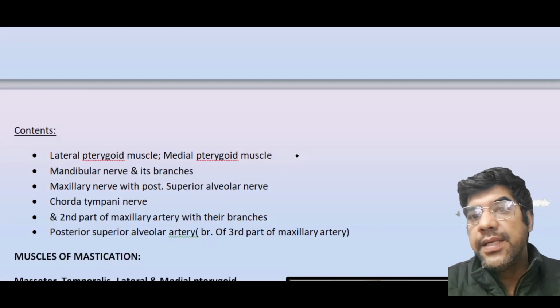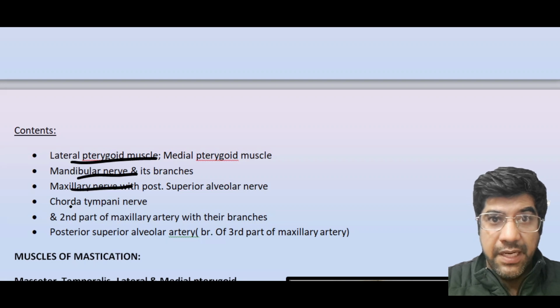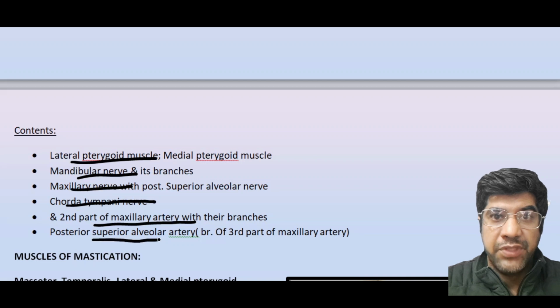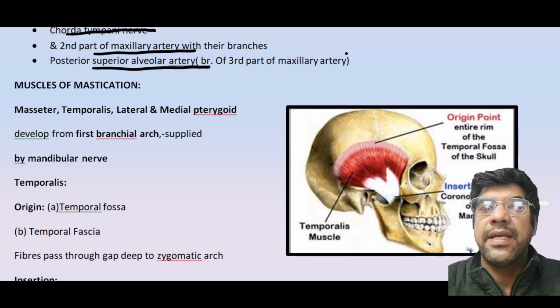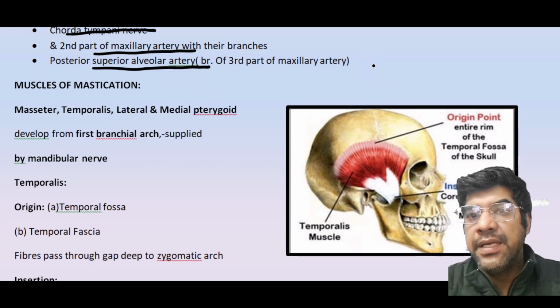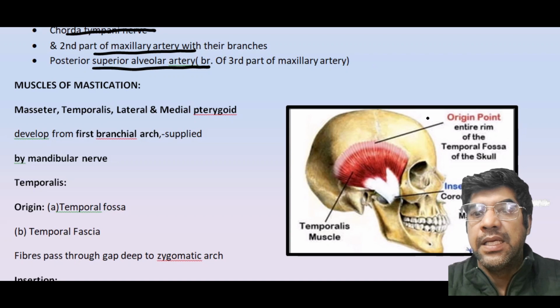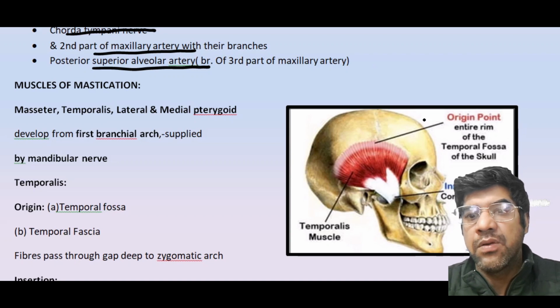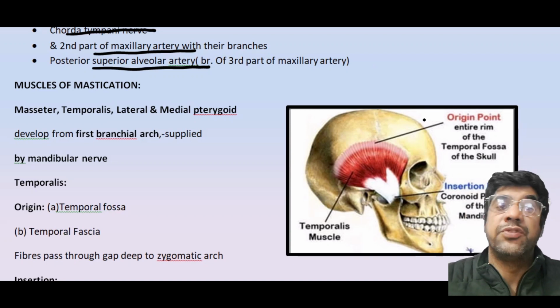Now what are the contents? Lateral pterygoid muscle, mandibular nerve, maxillary nerve, chorda tympani nerve, second part of the maxillary artery, posterior superior alveolar artery. Now what are the landmarks on the lateral side of the head? The first structure that you can see is the pinna. Second, the zygomatic bone that forms the prominence of the cheek region at the inferior corner of the orbit. Other structure you can see is the mastoid process.